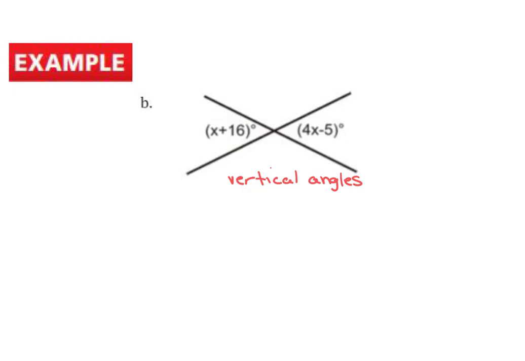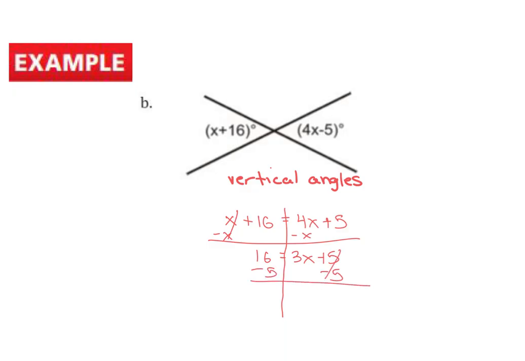We know vertical angles are equal, so we're going to set x plus 16 equal to 4x plus 5. And then we're just going to solve this. Take away an x from both sides. And we have 16 equals 3x plus 5. Take away 5 from both sides. 3x equals 11. Divide both sides by 3. We get x equals 3 2/3 or 11/3.